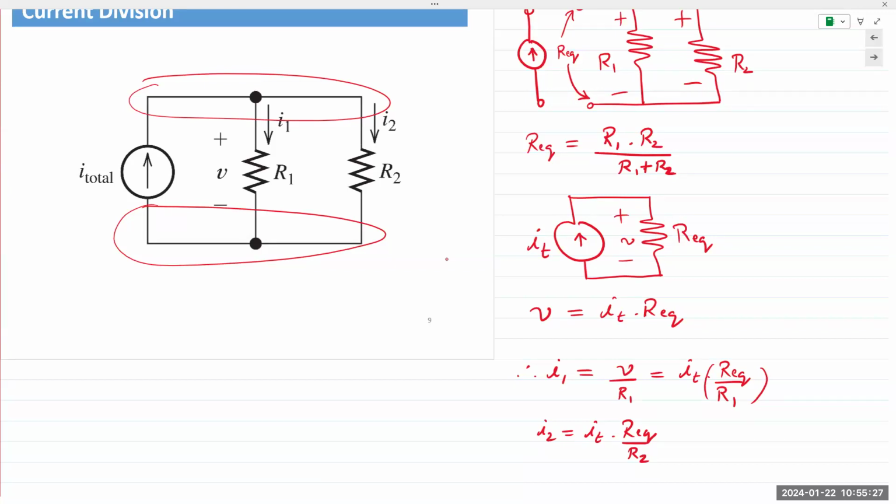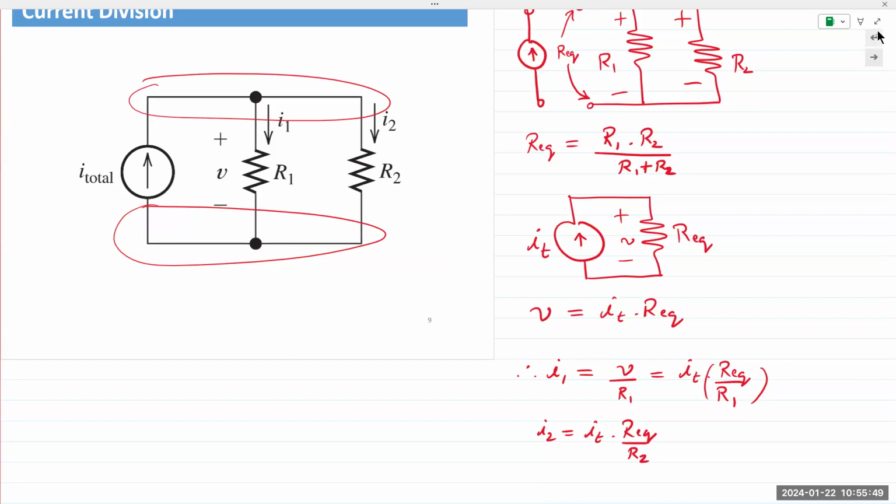So right now, the voltage that appears across this parallel network is a result of R1 and R2 working together. But it's the same for both. It's the same for the current source, it's the same for R1, it's the same for R2. No difference. So voltage in a parallel circuit never gets divided. Current gets divided.